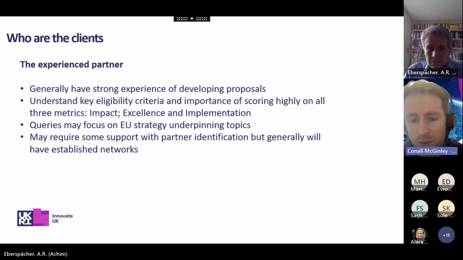So again, their queries may focus on EU strategy, but they also might want to discuss some aspects of their application form, and they might require some help with partner identification to, for example, fill specific holes that they have in a consortium. But generally, again, they'll have established networks that they've developed over a number of years.